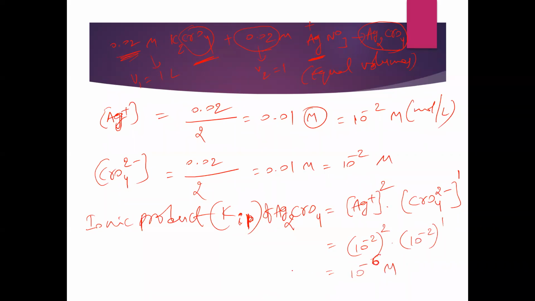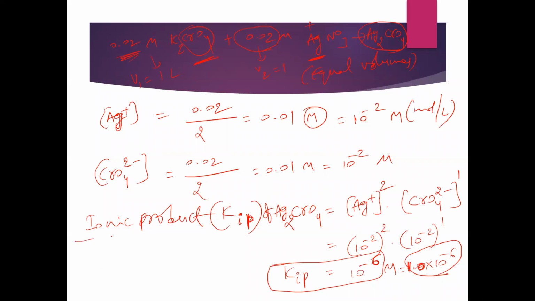So what is the value of KIP here? We got 10^-6. That means 1.0 into 10^-6 we got. It is the KIP, the ionic product of Ag2CrO4.